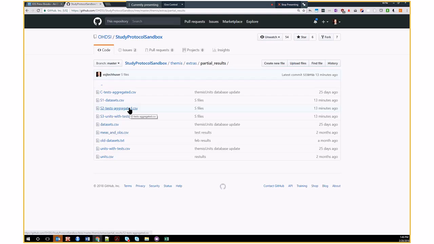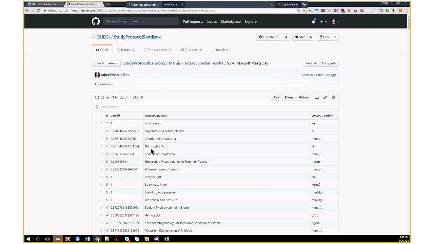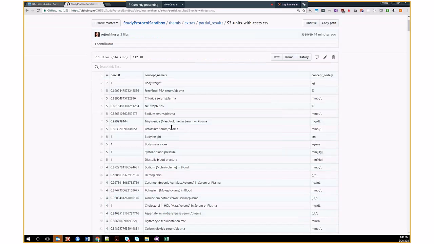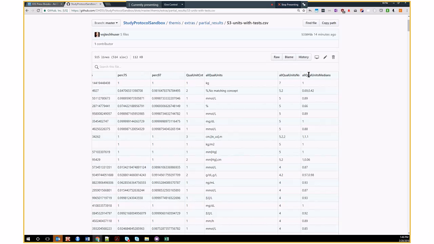We provide two files where we view the themisUnits database. We hope to use the themisUnits database later on for Achilles Heel checking for data quality. There are two views. One is for the pair of the unit and the test, and the other one where it's aggregated. I'm going to use the more detailed file. It is available on GitHub, but since I have to scroll to the right to show some of the columns to the right of the file, I'm going to switch to Excel view of exactly the same file.